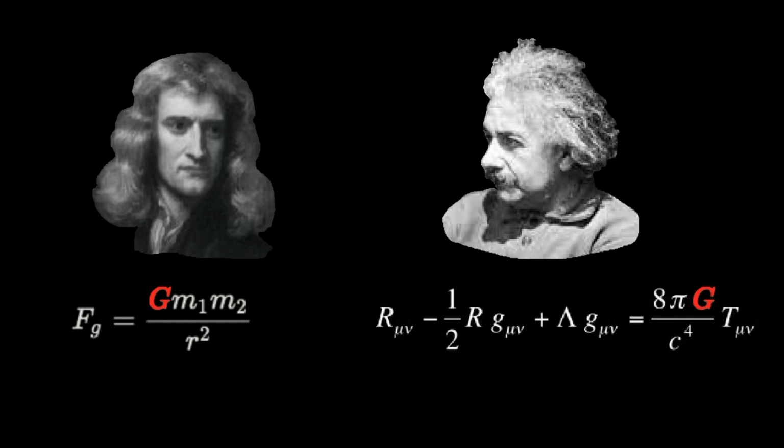Newton against Einstein. So here we have the two champions. One is Newton on the left and Einstein on the right, and they both use G, the gravitational constant G, in their respective equations. So let's look at this. What does G mean? Why did they put that in there? What is the physical significance of that letter G?